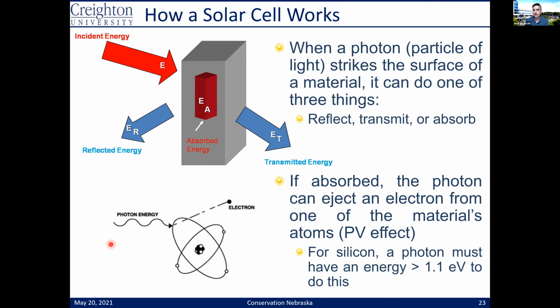And there's always a cutoff for this. And so for silicon, it has to have a particular energy for this to happen. And it turns out that this is right in the solar spectrum, which is why silicon is perfect. So the light coming from the sun is essentially ideal for silicon to eject electrons.